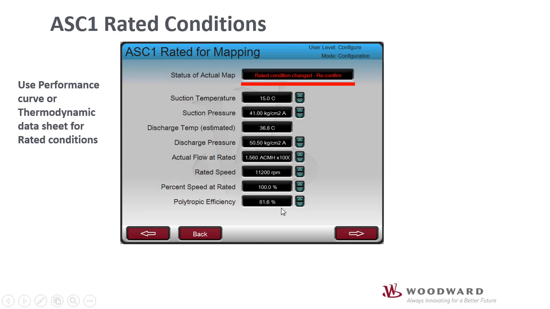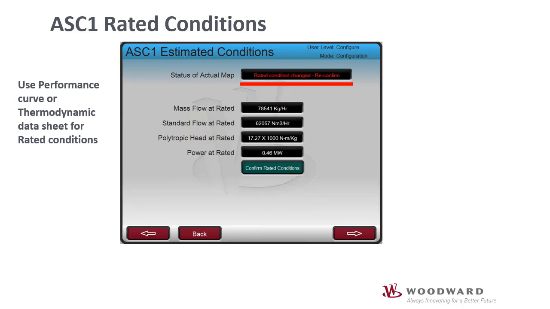And then we can use polytropic efficiency from the efficiency curve at rated condition. Once we are done with these values, then we can get estimated conditions like mass flow at rated condition, standard flow, polytropic head, and calculated power at rated. These four values, remember, are estimated conditions. They may or may not be very close to the actual data on your map, but these values are a general reference for configuration of your surge control.